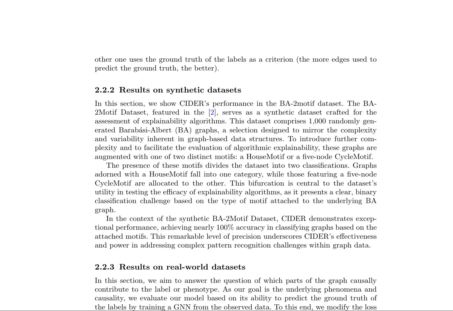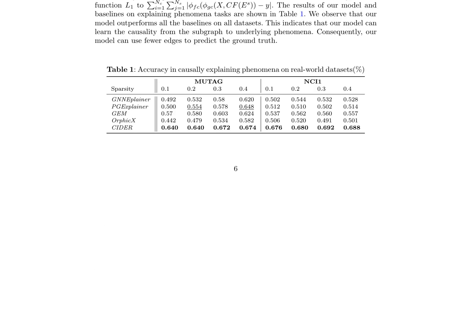A modified loss function, L, is employed to train a graph neural network, GNN, to predict the ground truth of the labels. The results, presented in Table 1, demonstrate CIDER's superior performance compared to baselines such as GNNExplainer, PGExplainer, GEM, and Orphic X. CIDER achieves higher accuracy in explaining phenomena on various real-world datasets, including MUTAG and NCI1, with different sparsity levels.